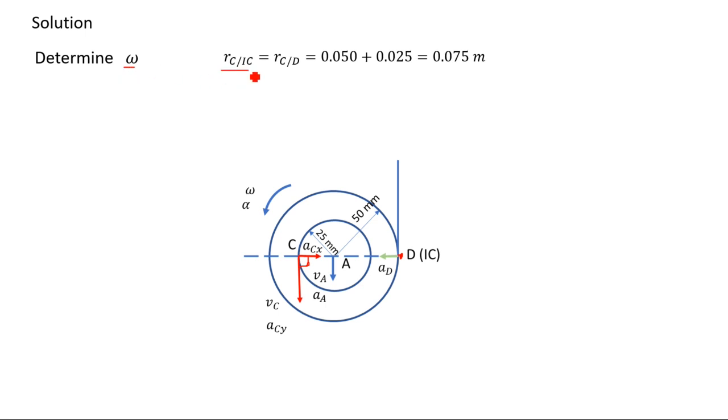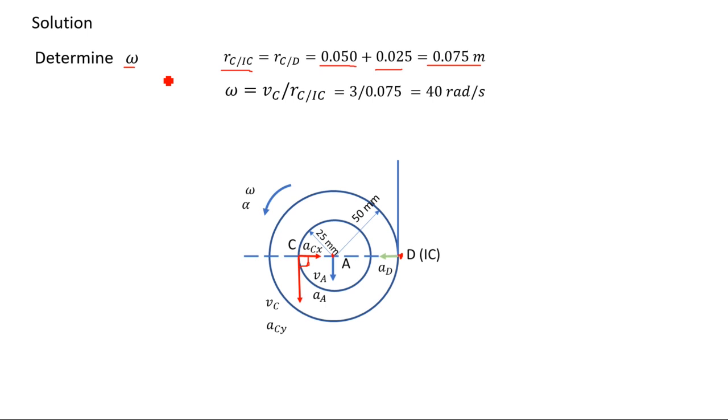The distance from C to the IC is going to be equal to, from A to the point D, 0.05 meters, and the distance from C to A is 0.025 meters, and then the total is going to be 0.075. Now the omega is going to be equal to velocity C divided by that distance. So we'll come to 40 radians per second. Okay, so now we found that.